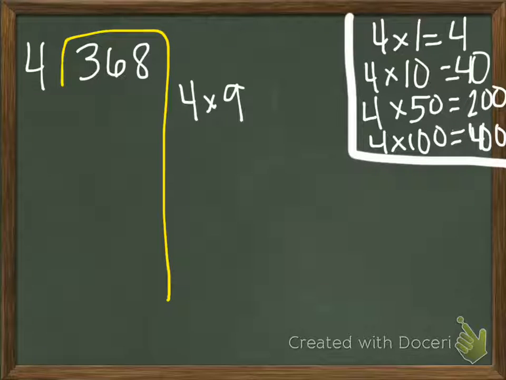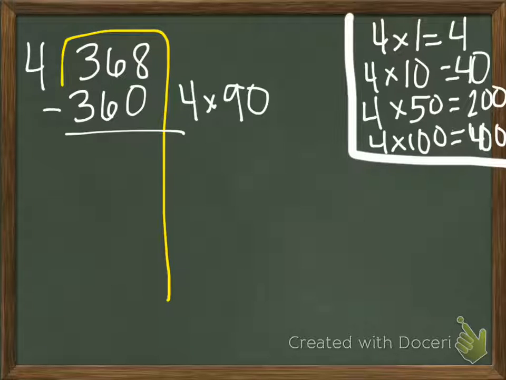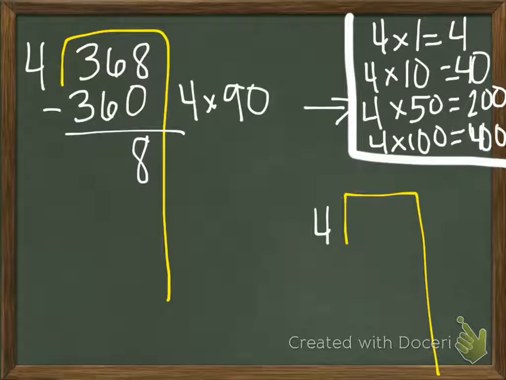There is no exact correct way to do this. You can start with the 4 times 90 to get even closer. So here we would have 360, and then we would do our subtraction. Or you could even start here with the 4 times 50 if that's what your child was comfortable with, and it's going to end up the same way. So I will draw it over here to show you that it all works out the same.